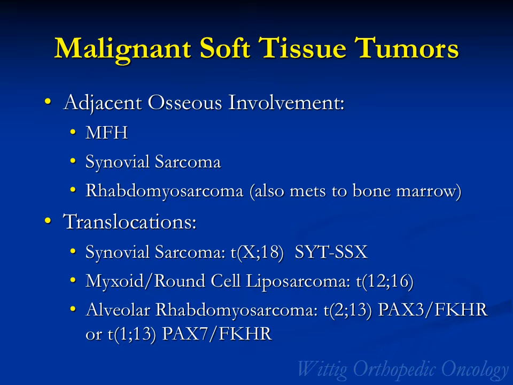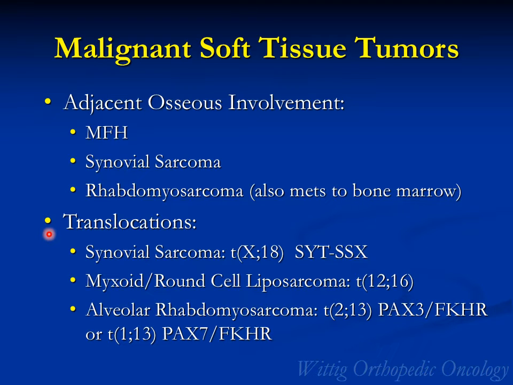Some sarcomas may have adjacent osseous involvement. They occur next to the bone. MFH, synovial sarcoma, and rhabdomyosarcoma are the most common sarcomas to either erode the adjacent bone or develop a metastasis, sort of a regional metastasis to the adjacent bone. Rhabdomyosarcoma can also metastasize to the bone marrow. Therefore, in evaluating this type of patient, it's important to do a bone marrow aspirate.